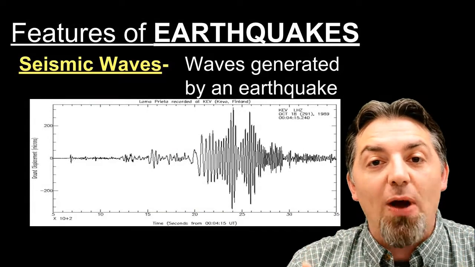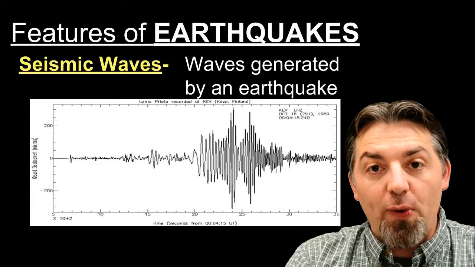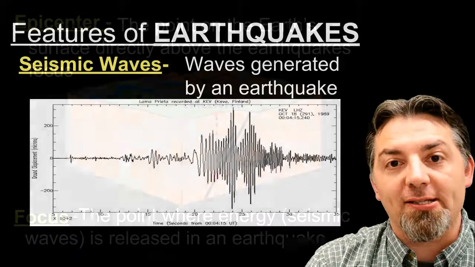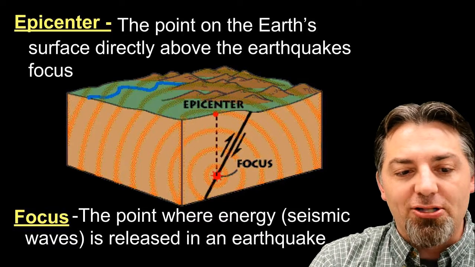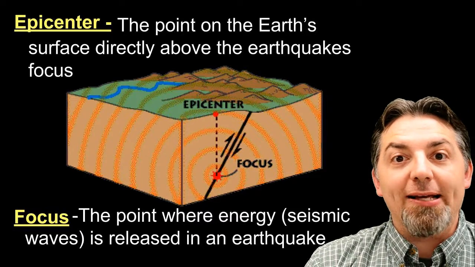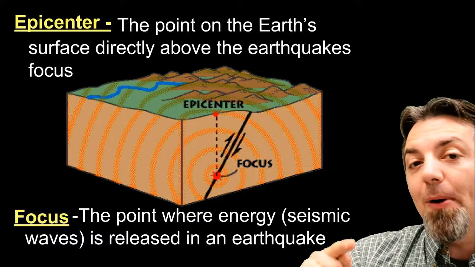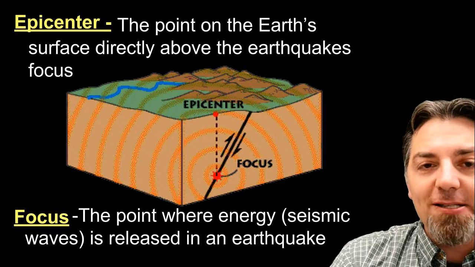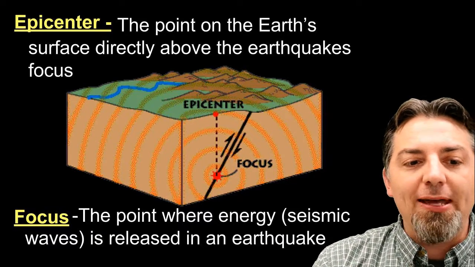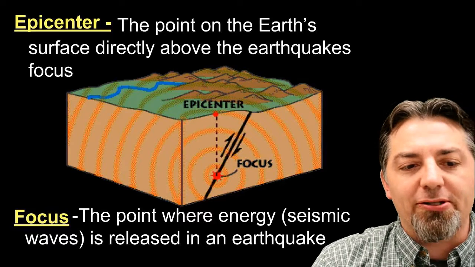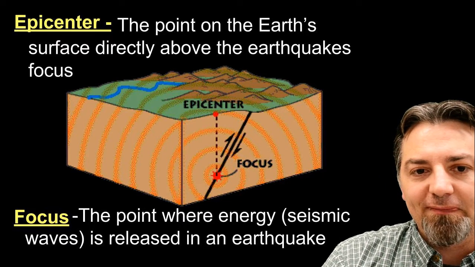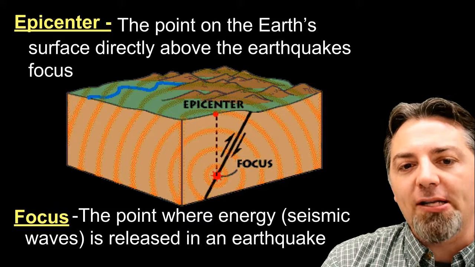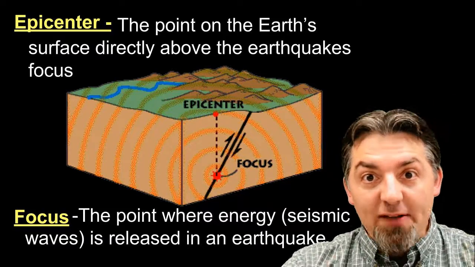Those seismic waves get released where the earthquake starts, at what we call the focus. All right, so where the earthquake starts, the point where the energy is released during an earthquake is called the focus. Now, directly above the focus, on the surface of the Earth, that point we call the epicenter. The point on the Earth's surface directly above the earthquake's focus. Now, at the focus, that's where those seismic waves get released.